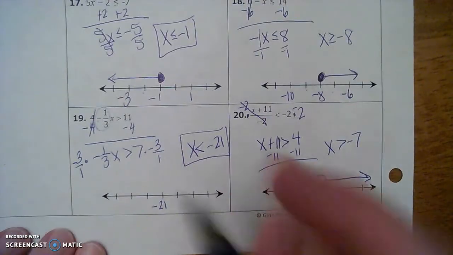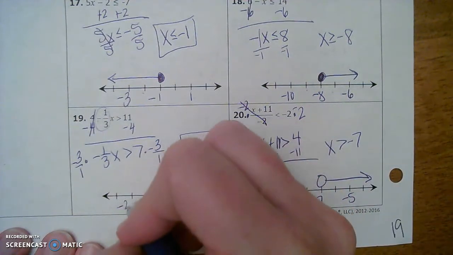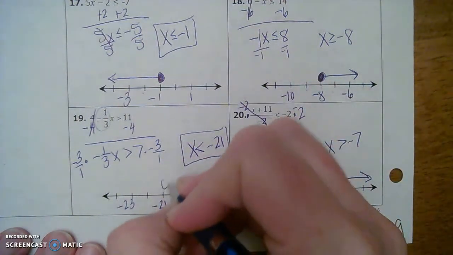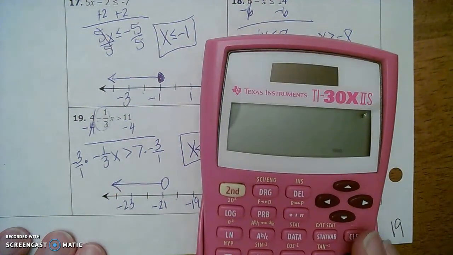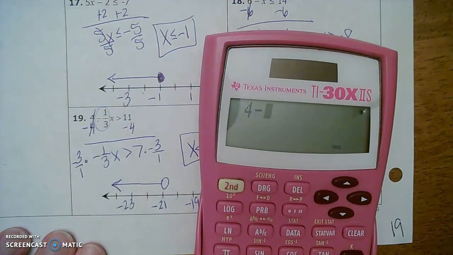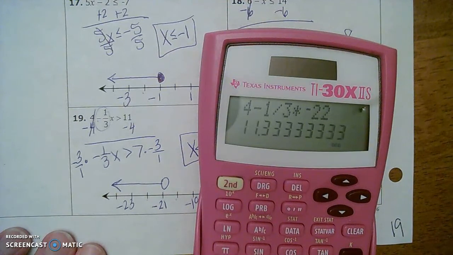-21 goes in the middle. -20, -19, -22, -23. Open and to the left. So I would try -22. 4 minus 1/3 times -22 is 11.3 repeating, which is greater than 11. So we did that one correctly.